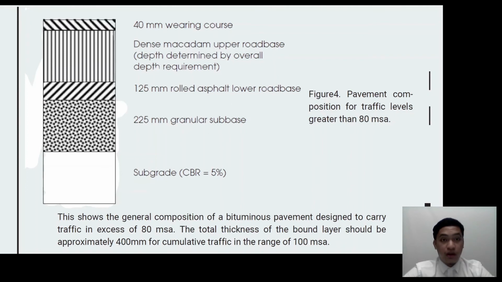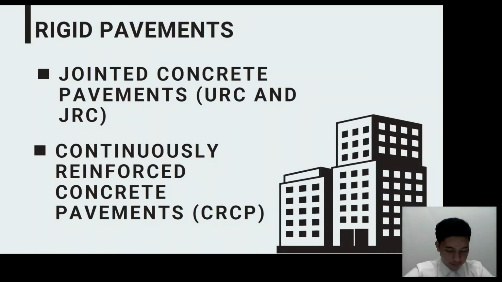In this part of the report, we will discuss the rigid pavements, which consist of jointed concrete pavements, the URC and the GRC, and continuously reinforced concrete pavement known as the CRCP. Rigid pavements.